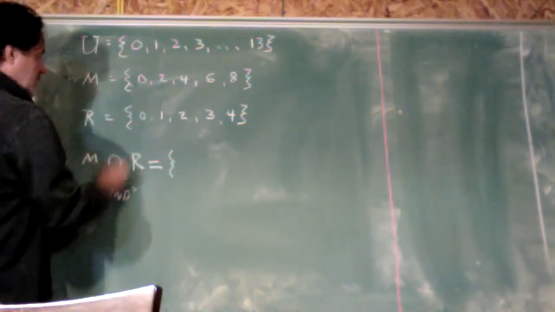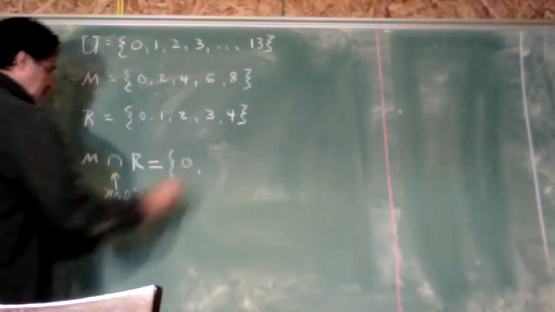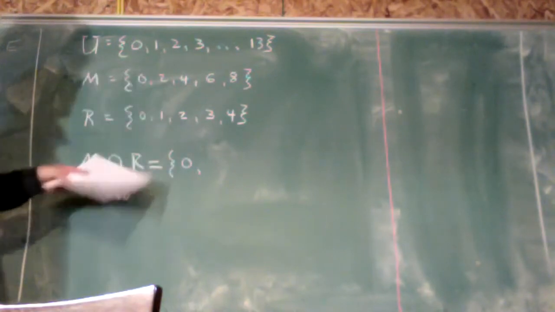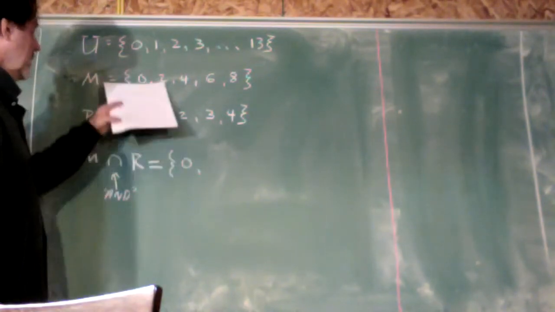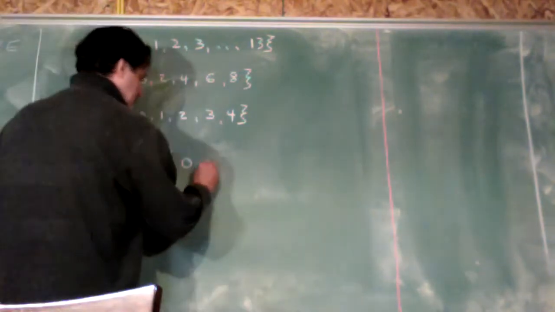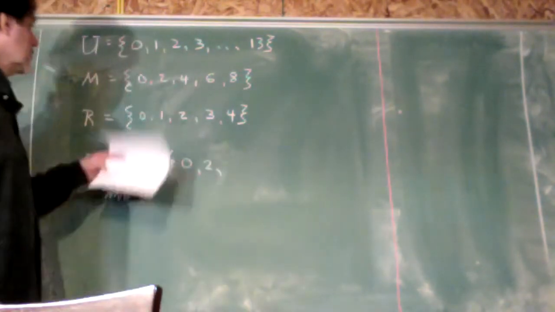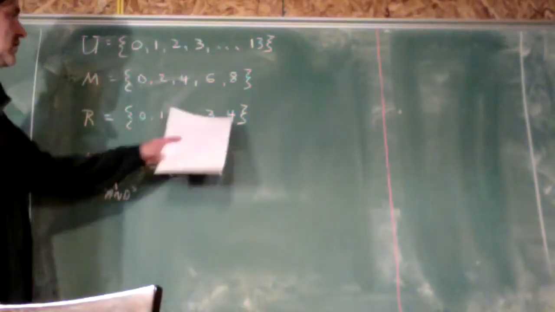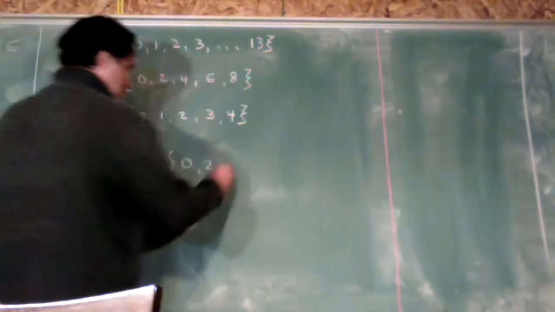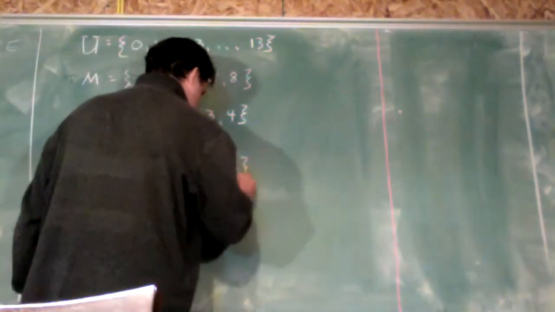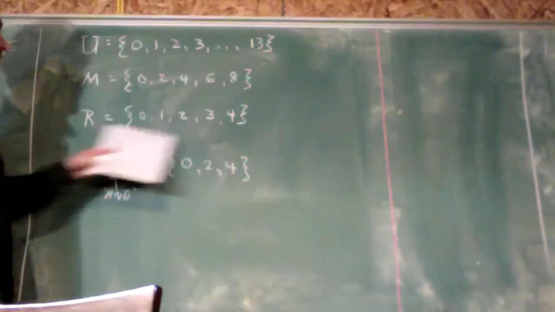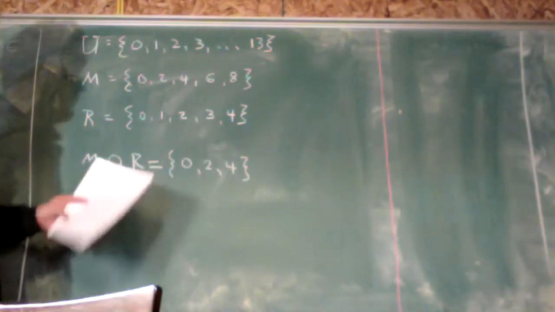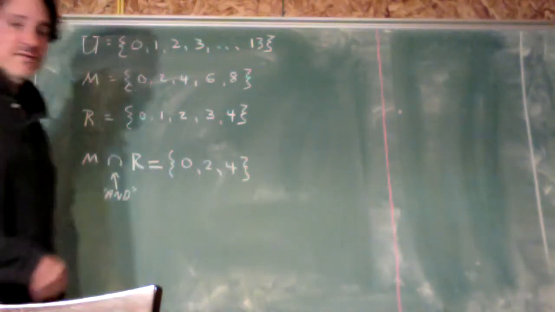0 is clearly common to R and M, so that's certainly in the intersection. 1 is in R, but I can't find it in M. I dismiss it. 2 is in R and in M, so it is contained in their intersection, in their AND. 3 is in R, but it is not in M. We dismiss it. 4 is in R and in M. We include it. We've exhausted all the elements in R, so our search stops. It terminates. And we've determined the intersection of M and R.